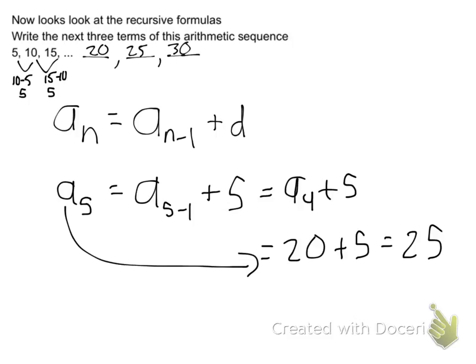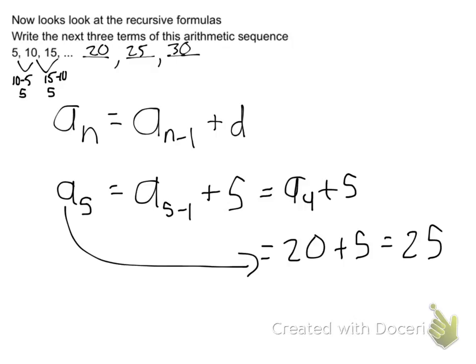Now here's a problem. If I asked you to find the 100th term, what do you need to know? The 99th term. But wait, to get the 99th term, you need to know the 98th term, which means you need to know the 97th, 96th, and all the way down. Guys, there's limitations to this recursive formula, right? This is not the method you would want to use to find the 100th term. You would want to go back to the explicit formula and plug it in, right?